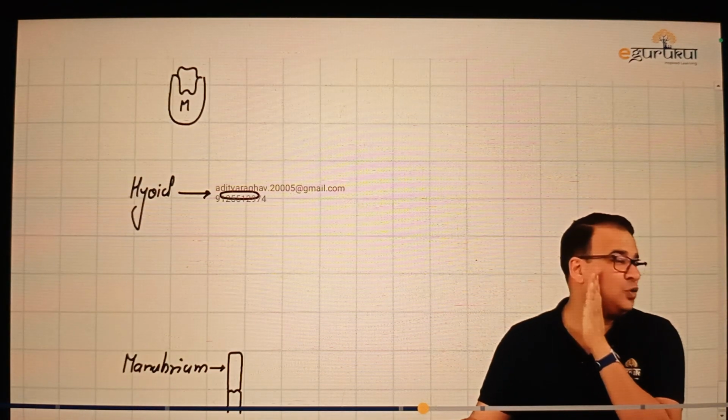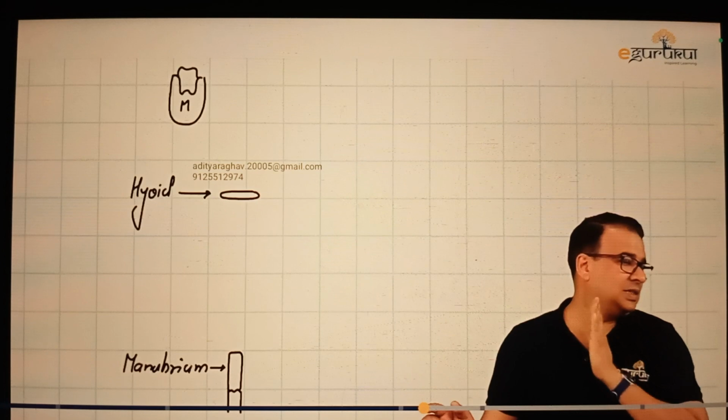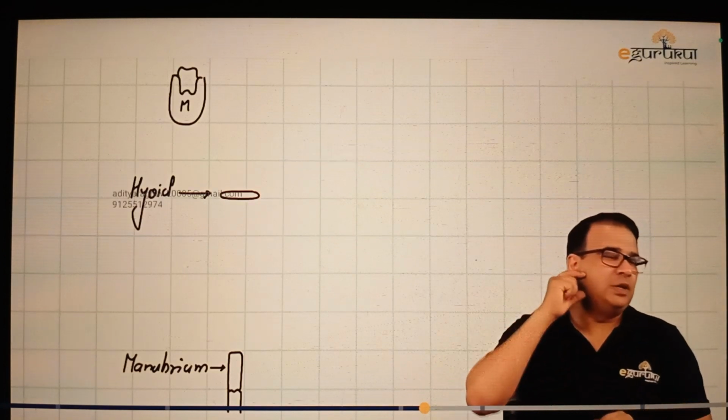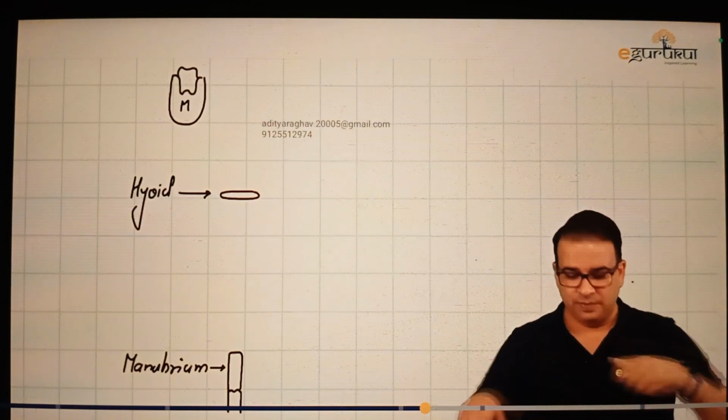It's a sagittal section, so you have to presume you're seeing it from the side. You take a section, you cut a section like this, and then you see it from the side, of course. So you'll see a piece of mandible, you will see a cut section of the hyoid, and you'll see a piece of the manubrium from the side.